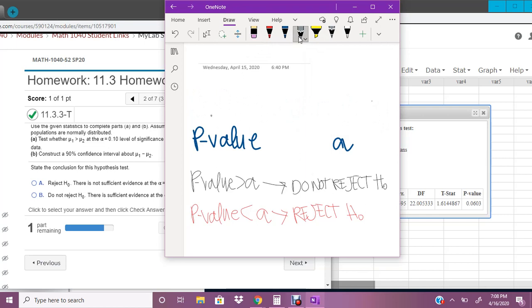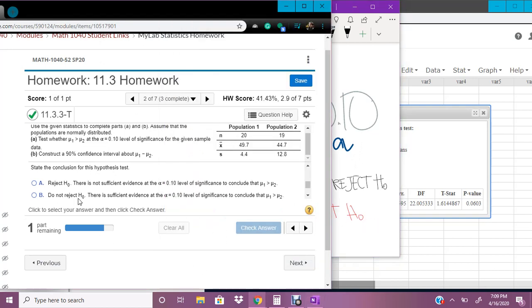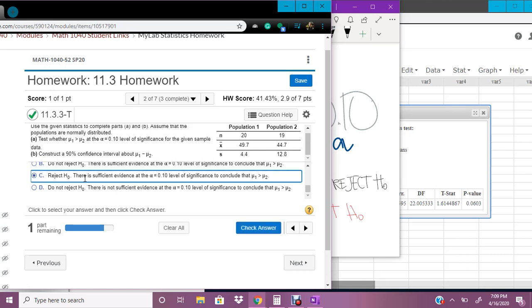Okay, so p-value is 0.060, and we're testing at 0.10 level of significance found right there, our alpha. And this one is greater than, so our alpha is greater than our p-value, our p-value is less than our alpha, and if our p-value is less than our alpha, then we're going to reject the null. And the reason why we're rejecting the null is because there's sufficient evidence to conclude that it is otherwise.